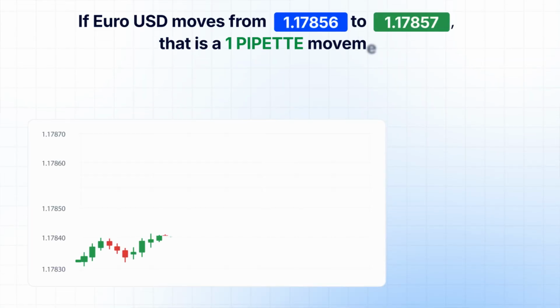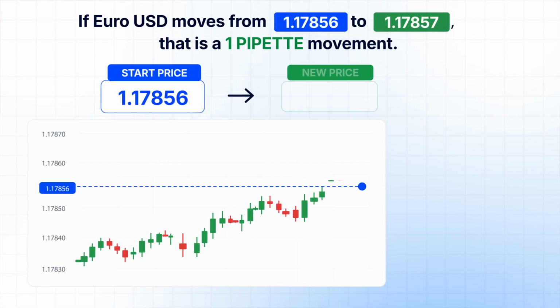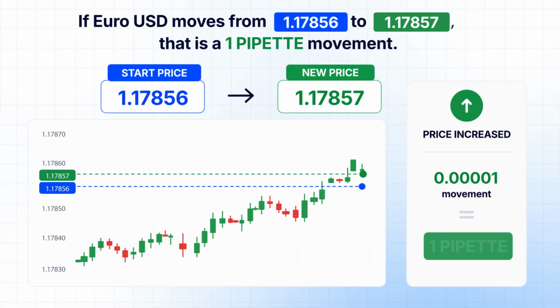A pipette is an even smaller unit than a pip, and it usually comes at the 5th decimal place. So for example, if Euro USD moves from 1.17856 to 1.17857, that is a 1 pipette movement. The pips and the pipette movements are the foundation of trading because we don't wait on huge price movements, but rather want to catch our profits in small price movements. We also use them to calculate our risk, our loss, our profit, and our exits.